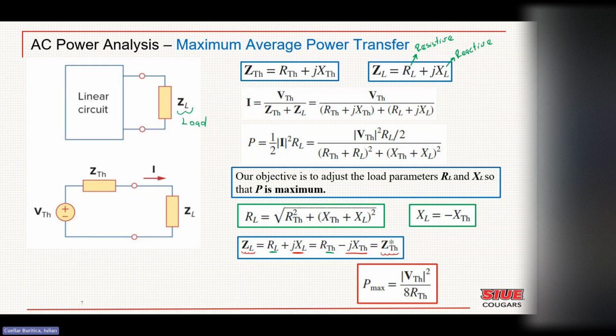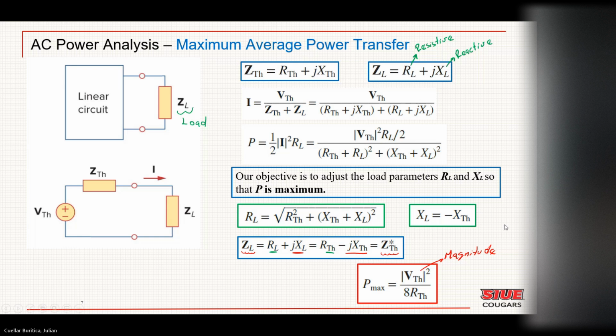And the value of the maximum power is going to be the absolute value of the Thevenin voltage squared. It means the magnitude of the V Thevenin phasor squared over 8 times the value of R Thevenin. And remember that R Thevenin is the real part of the equivalent Thevenin impedance.